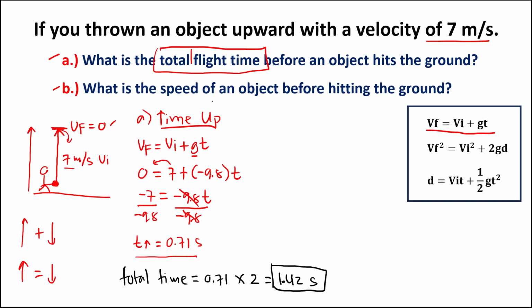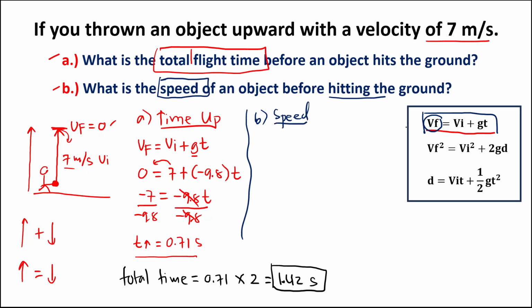Then for B, what is the speed of the object before hitting the ground? For this problem, we can also use this formula to find the speed, or the final velocity. So again, we're looking for the speed or the final velocity. So the same formula: Vf equals Vi plus the gravity times the time.